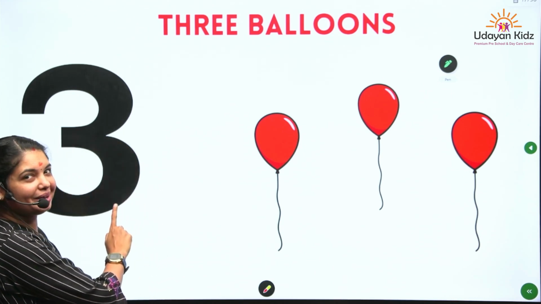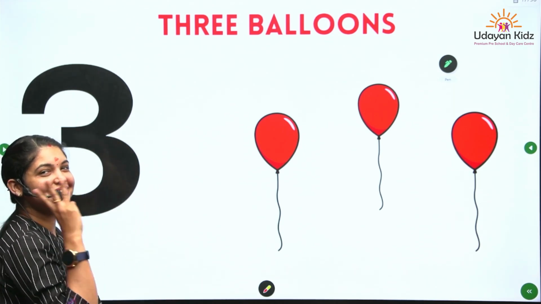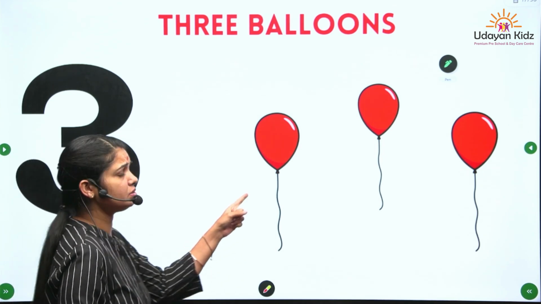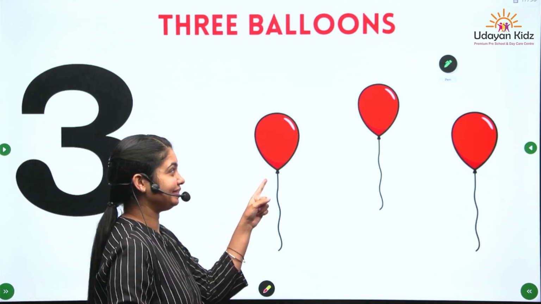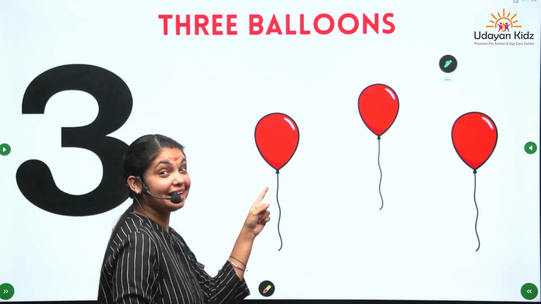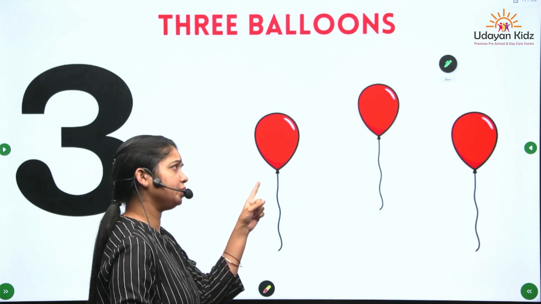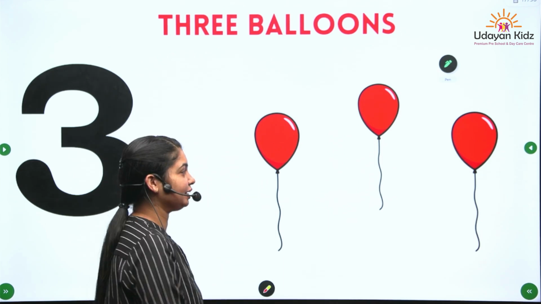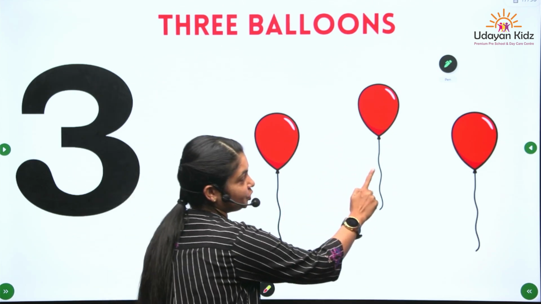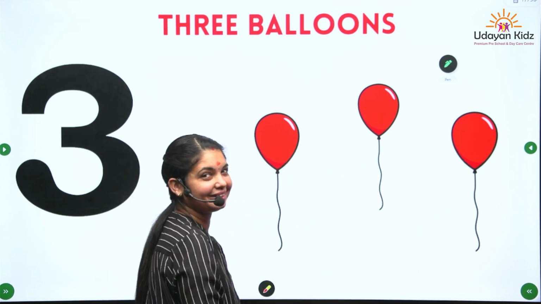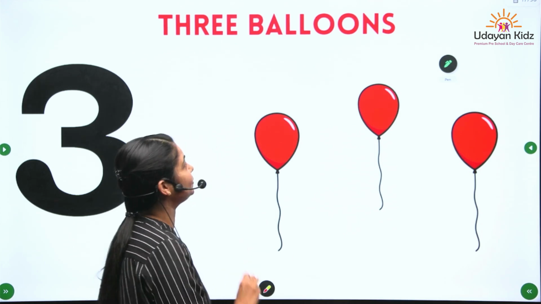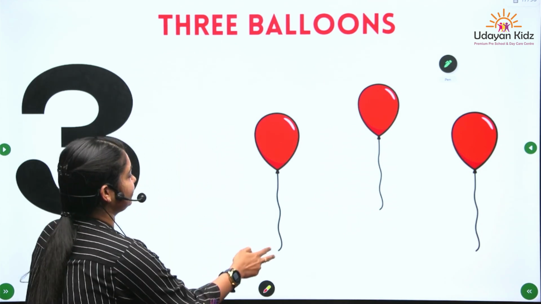And which number is this? Number 3. Okay, what is this? These are balloons. So, how many balloons are there? Let's count the balloons, okay? 1, 2, 3. How many balloons? 3 balloons. Very good.